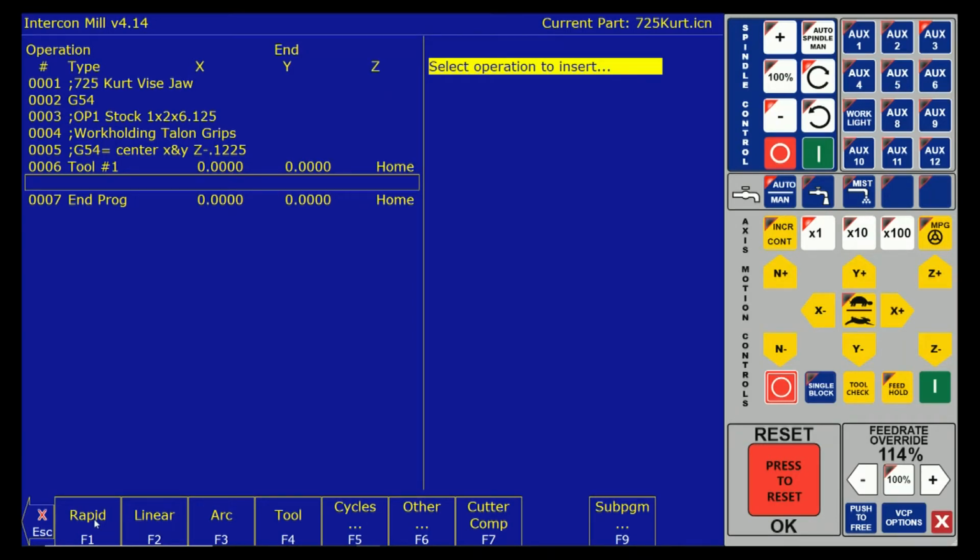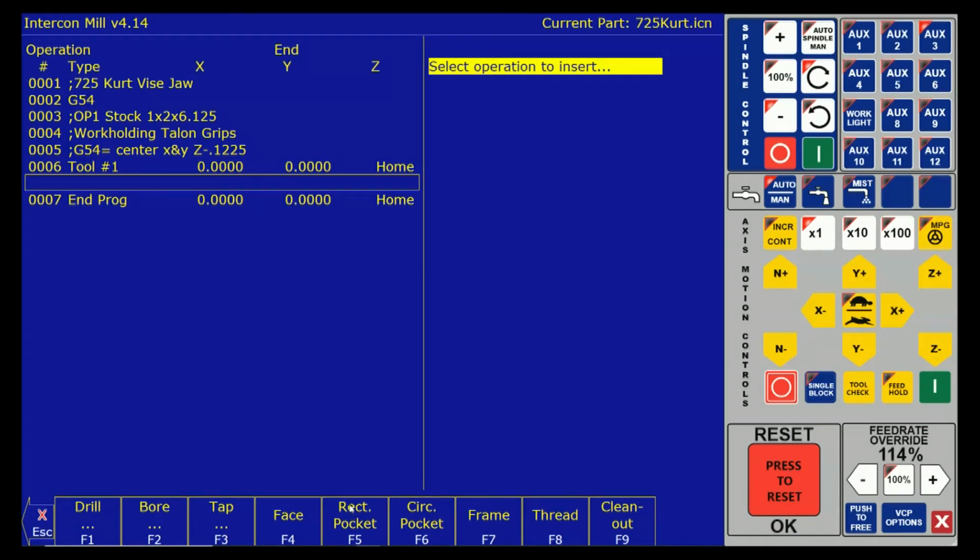This is where, I believe you guys might have done this last year, where you program rapids and linears and arcs. We are not going to do any of that. We are going to use canned cycles. We do not need to position before and after canned cycles. So we just got done using F4 to define our tool, and we've used other before. Here we're going to use cycles for canned cycles, F5.